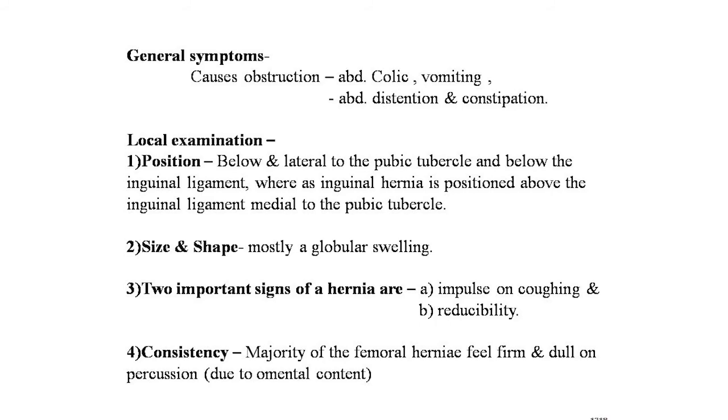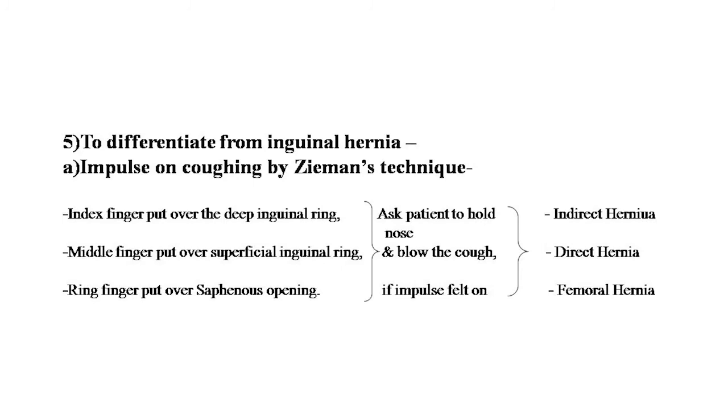Now the next point is to differentiate it from inguinal hernia. How to differentiate the femoral hernia from the inguinal hernia? First is the impulse on coughing by Siemens technique: the index finger is put over the deep inguinal ring and the patient is asked to hold the nose and blow to cough. If an impulse is felt, then that is an indirect hernia. The middle finger is put over the superficial inguinal ring and the patient is asked to hold the nose and blow to cough. If an impulse is felt, then that is a direct hernia.